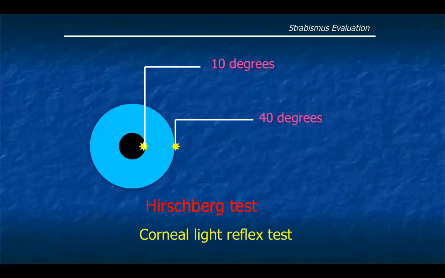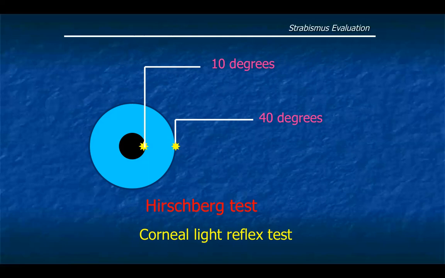For example, if we consider the horizontal diameter of the cornea is 12 millimeters, if the light reflex is displaced from the center of the pupil to reach the limbus, it's displaced by half of 12, i.e. 6 millimeters. 6 times 7 is 42 degrees. So at the limbus, it's around 40 degrees.